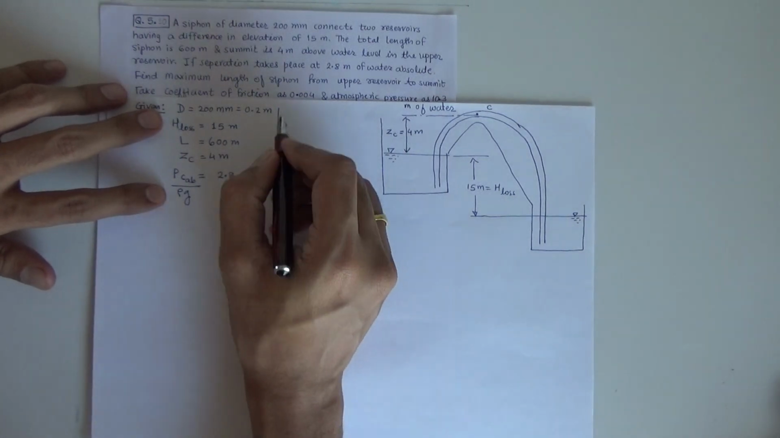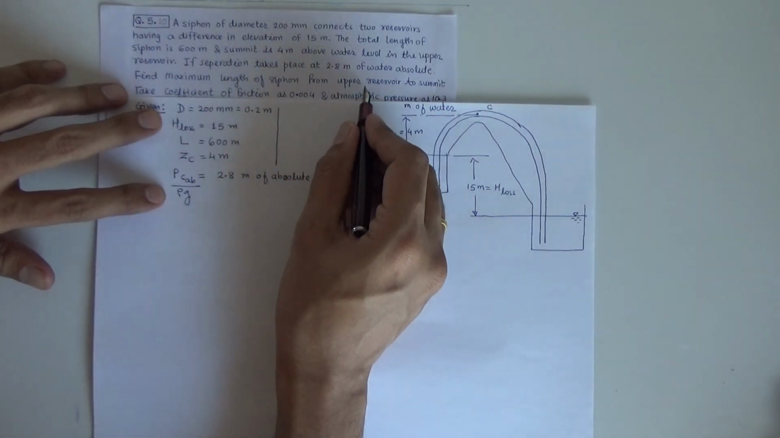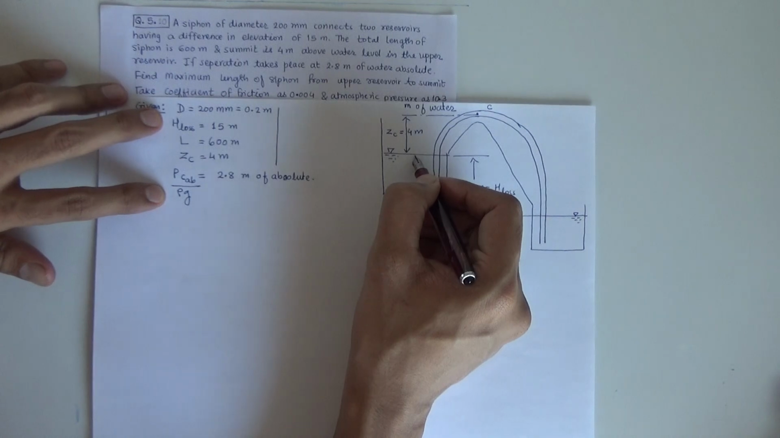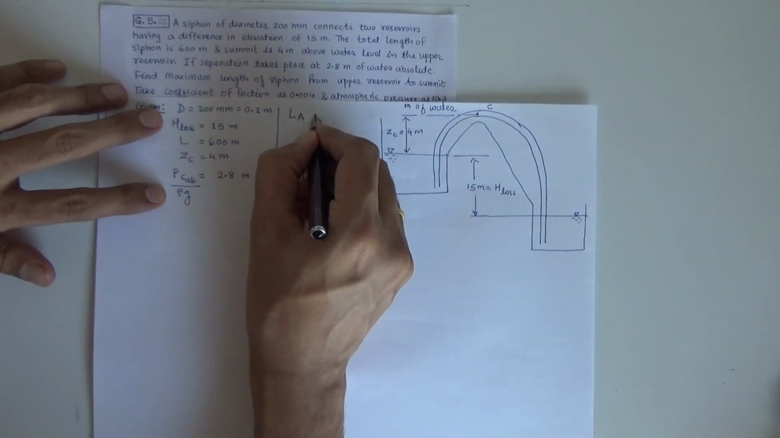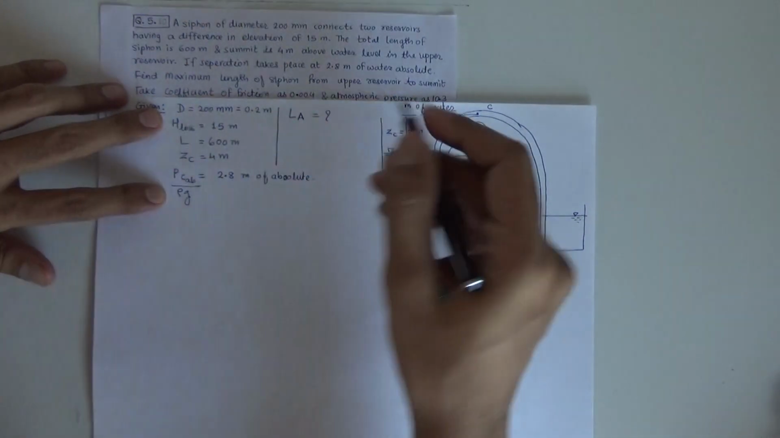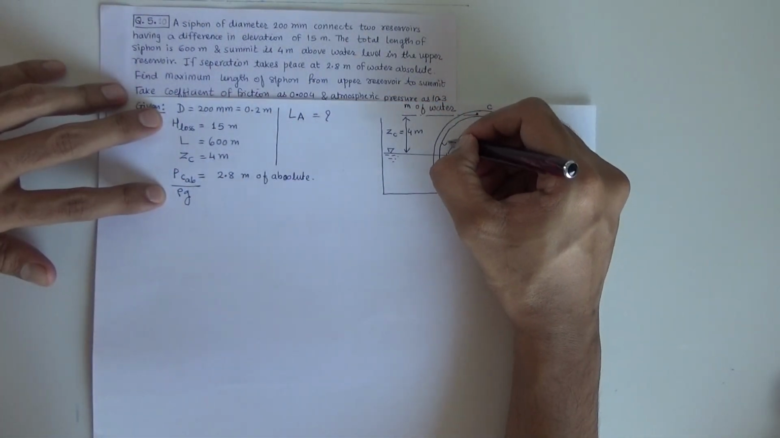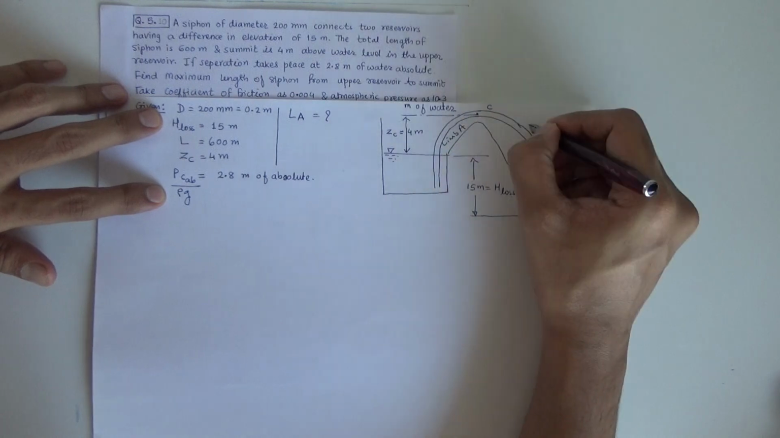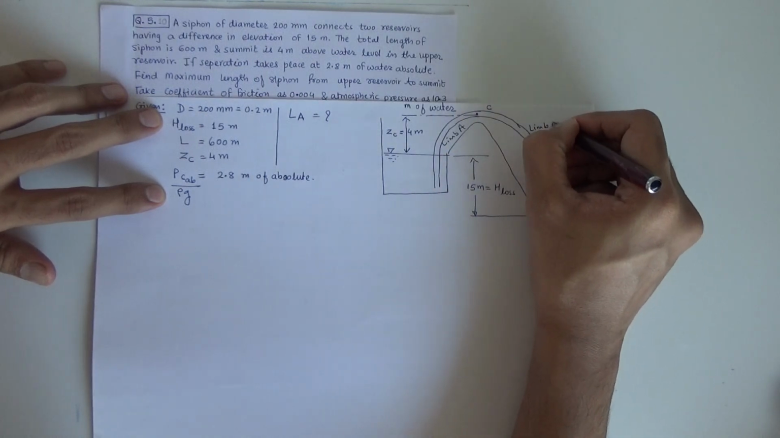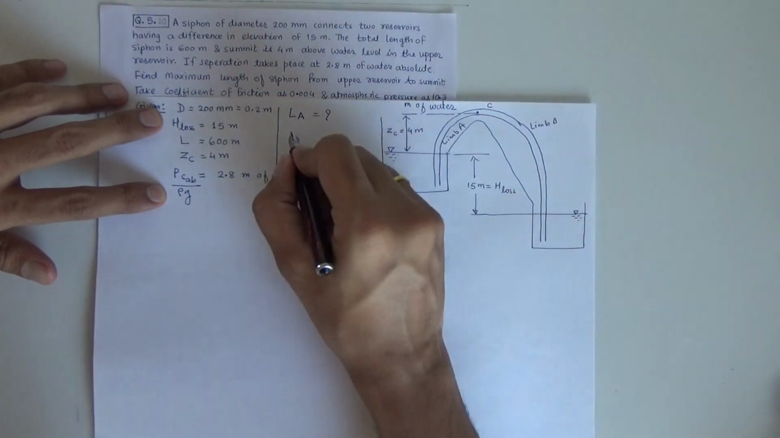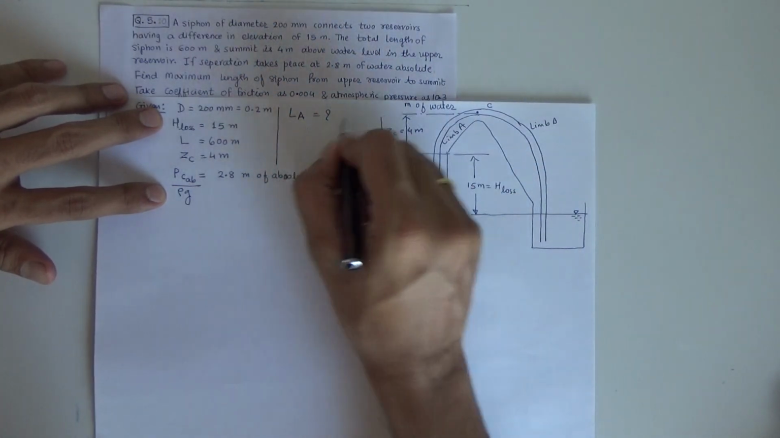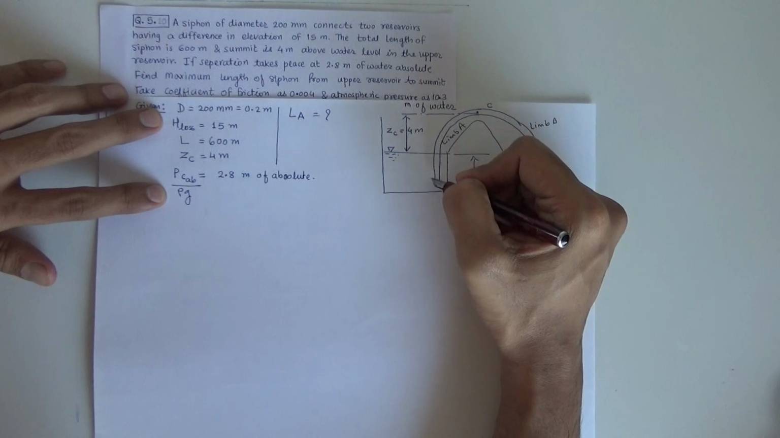What is asked? The maximum length of the siphon from the upper reservoir to the summit. So this length of the siphon is asked. LA is asked, the length of limb A. I call this limb A, and this limb B. So from the upper reservoir to the summit, this length of the siphon is asked. It means the length of the pipe in limb A is asked.